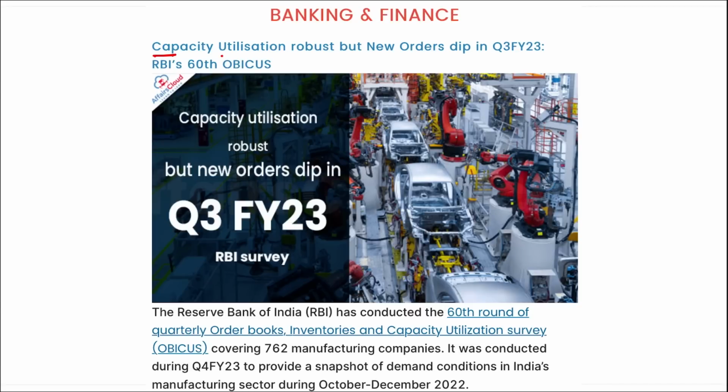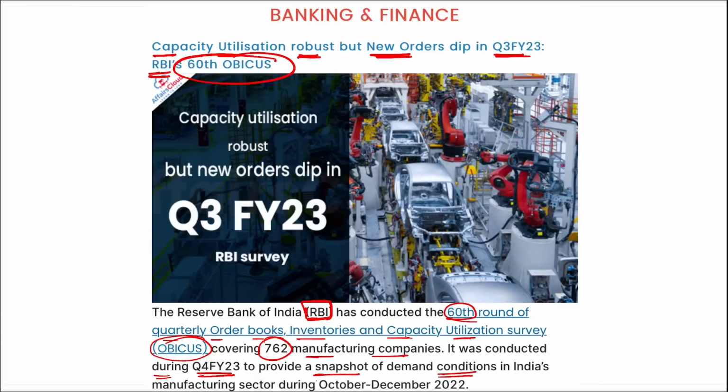Next, capacity utilization robust but new orders dip in third quarter of fiscal year 23 as per the RBI's 60th OBICUS. I repeat, RBI has recently conducted the 60th round of the quarterly order books, inventories and capacity utilization survey, that is OBICUS, covering 762 manufacturing companies. It was conducted during the fourth quarter of fiscal year 23 to provide a snapshot of demand conditions in India's manufacturing sector during October to December 2022. The new order book of companies recorded a decline to 8.4%, indicating a slowdown in demand in the manufacturing sector.